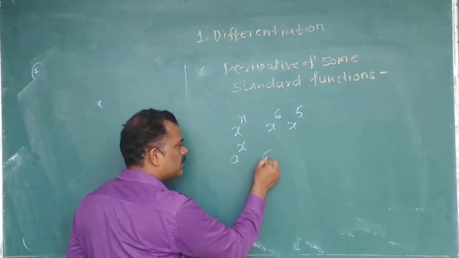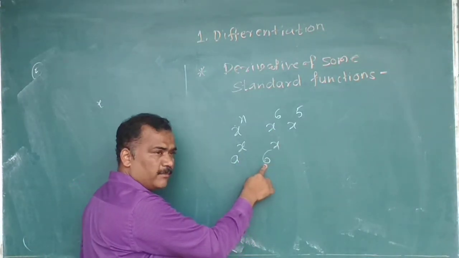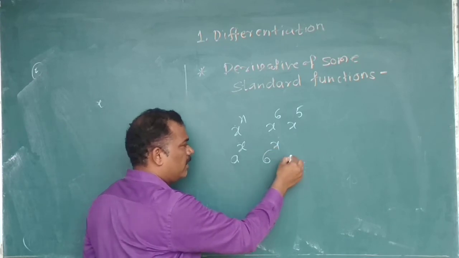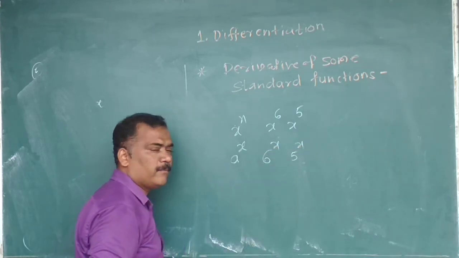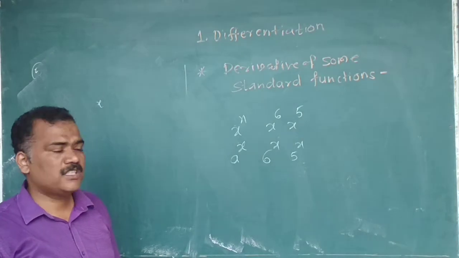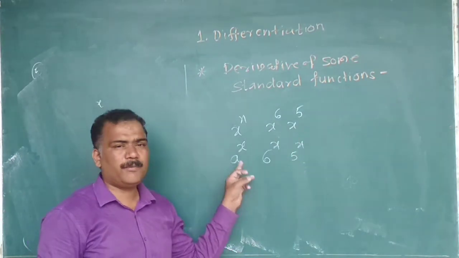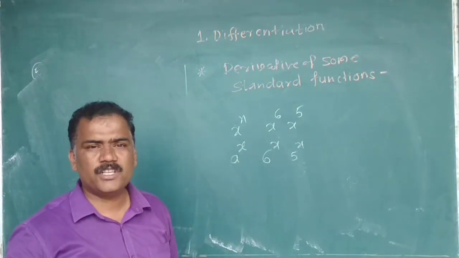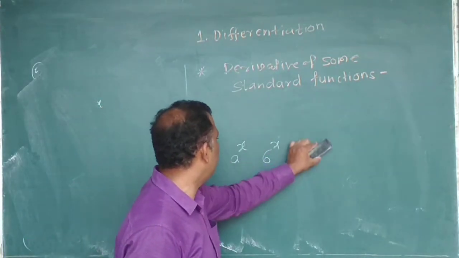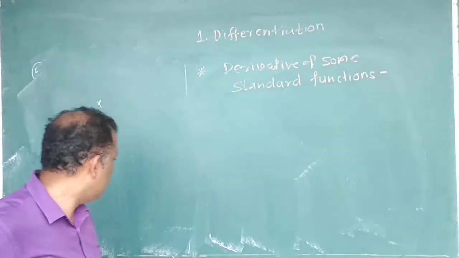For example, 6 raised to x: 6 is the base, a constant, and the power is the variable. 5 raised to x: 5 is a constant and the power is the variable. So this type of function is called an exponential function. We have to discuss the derivatives of these exponential functions.